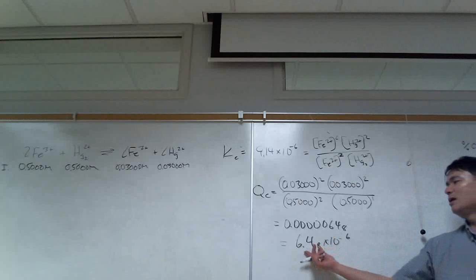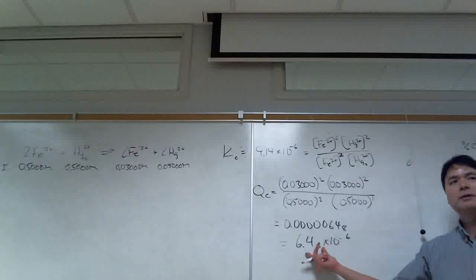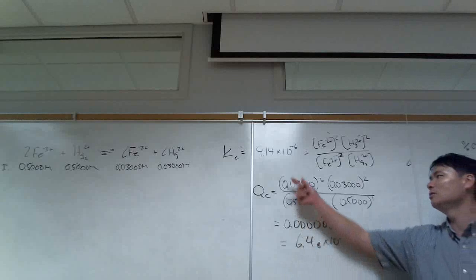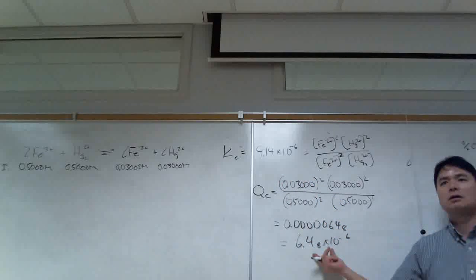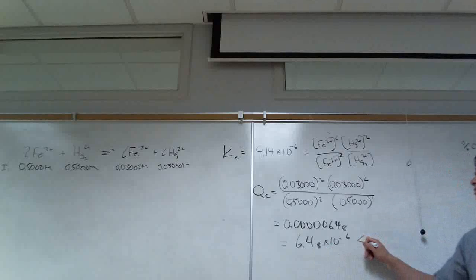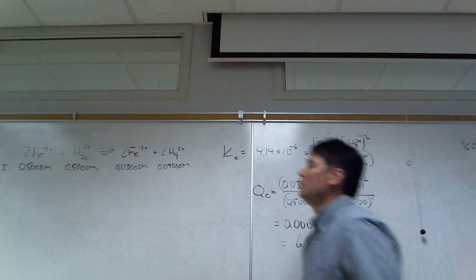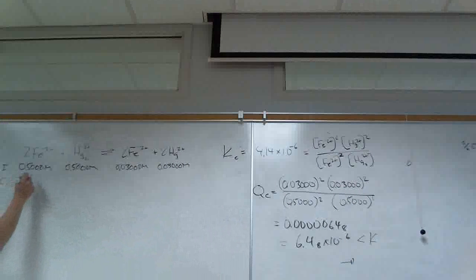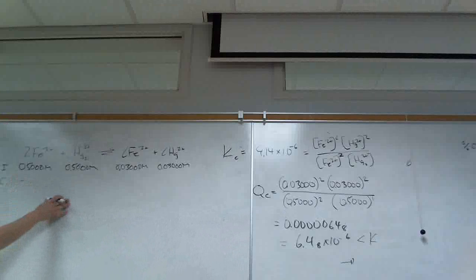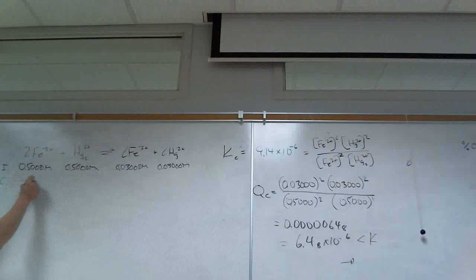This is too small. It needs to become a little bit bigger. Not much, but just a little bit bigger, right? To get up to 9.14, which means we need to make more product. In other words, if Qc is less than K, then the direction is left to right. And so what we'll see is that, yes, it's kind of close to equilibrium, but it's going to have to shift to the right, even though that K is so small.